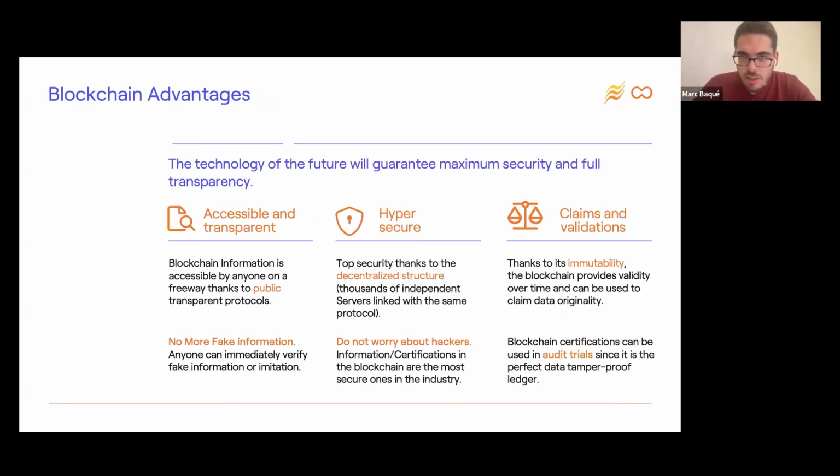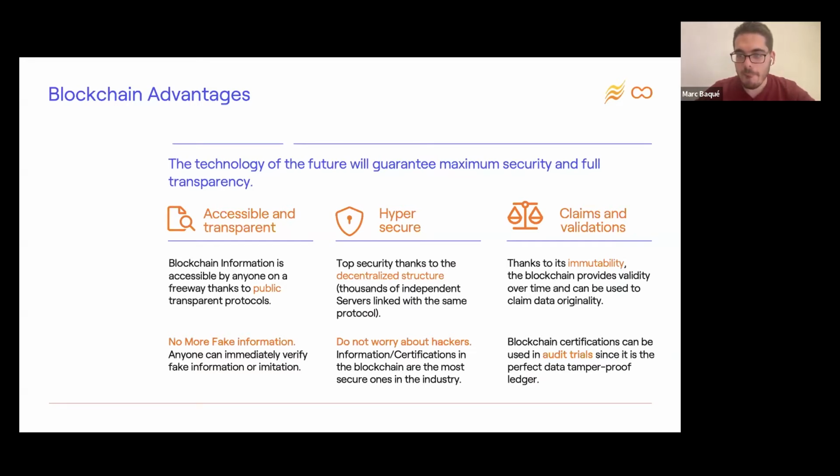What are the advantages of this technology? Basically, I'll summarize it in 3 of them. First of all, it is accessible and transparent by anyone. No one can deny access on a public blockchain specifically. The second one is that it is hyper secure, which means that by using this decentralized structure and all the mathematical, cryptographic things that go around, it's really secure, more than conventional systems.